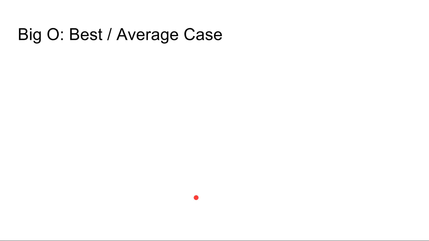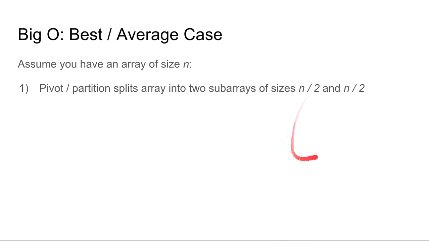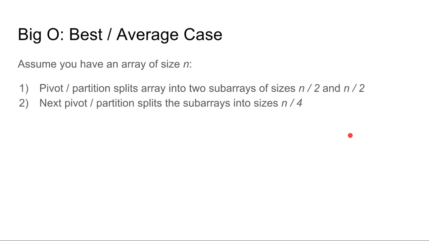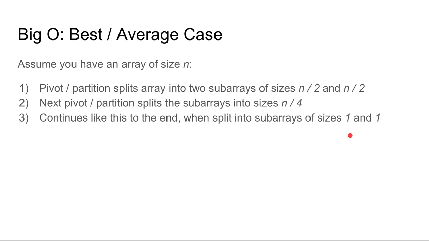Next, we will look at the runtime for its best and also its average case, which are the same for this algorithm. Again, assuming we have an array of size n, we run through the following steps. The first partition splits the array into 2 subarrays of equal size. The next partition splits those 2 subarrays again into equally sized subarrays. This continues until the end.